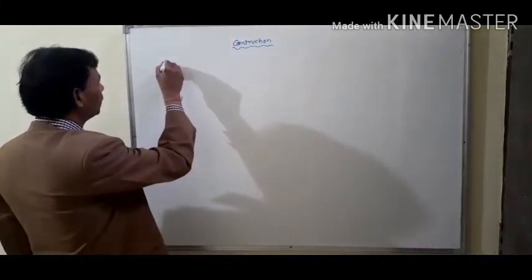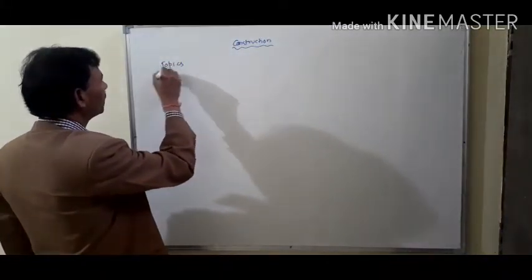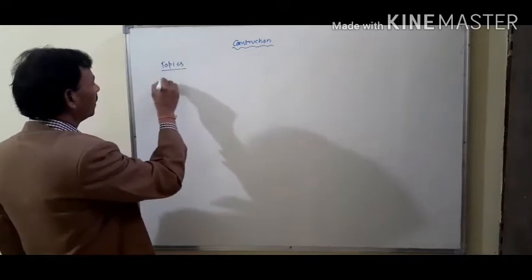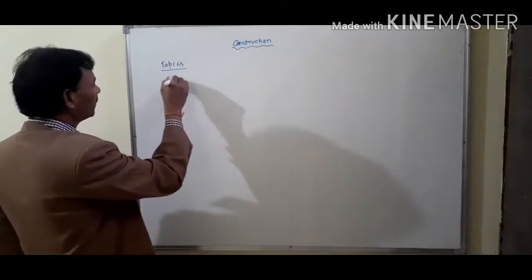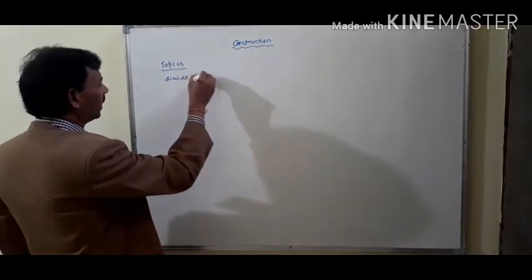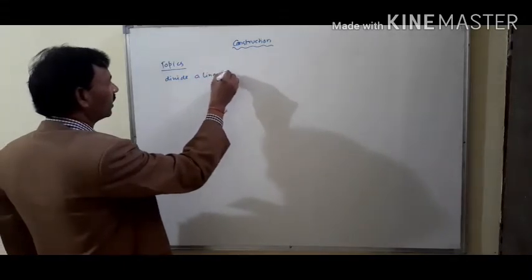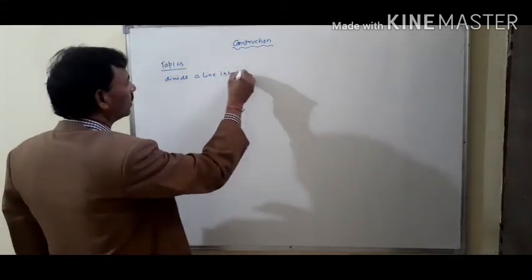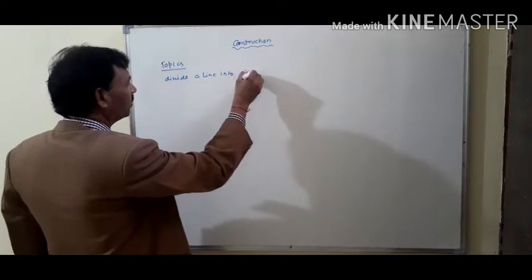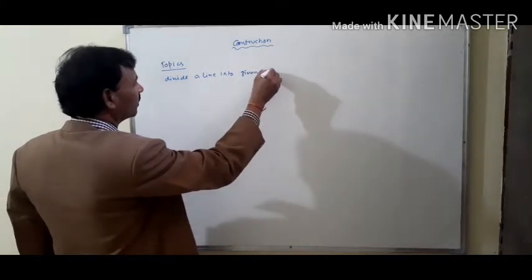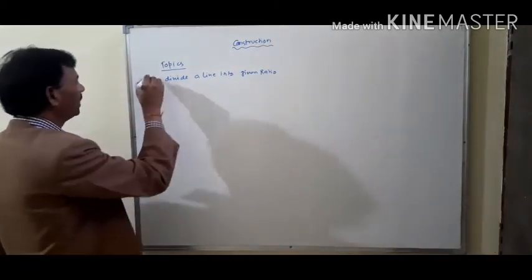Topics related to this will be: divide a line into a given ratio. This is the first topic.